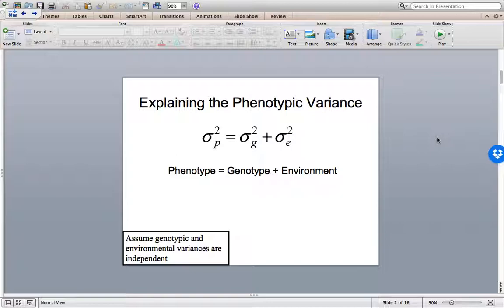Phenotypic variance equals genotypic variance, which is the contribution of genotypic differences to the phenotypic variance, plus environmental variance, which is the contribution of environmental differences to phenotypic variance. And remember the key assumption that genotypic and environmental variances are independent.